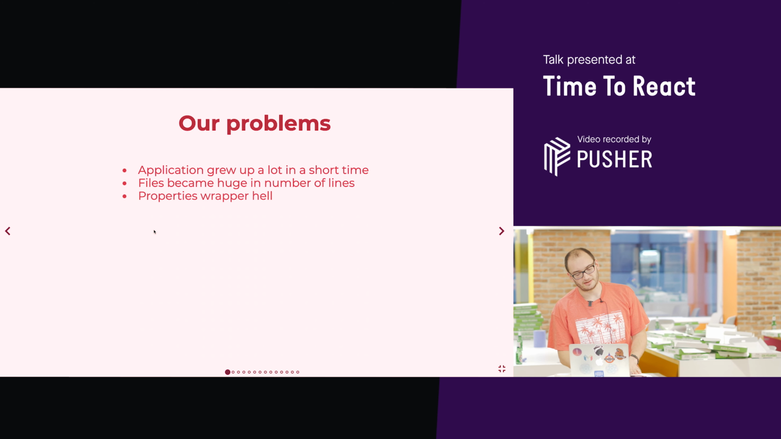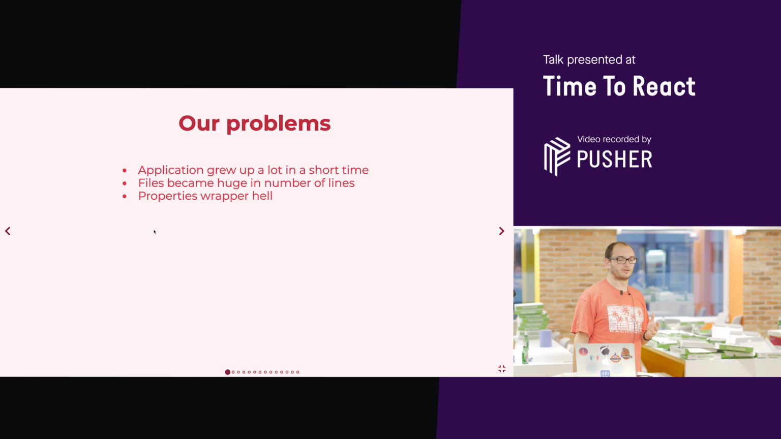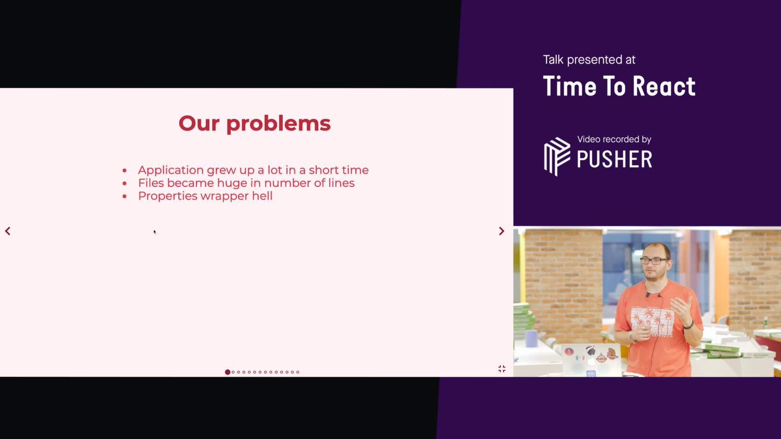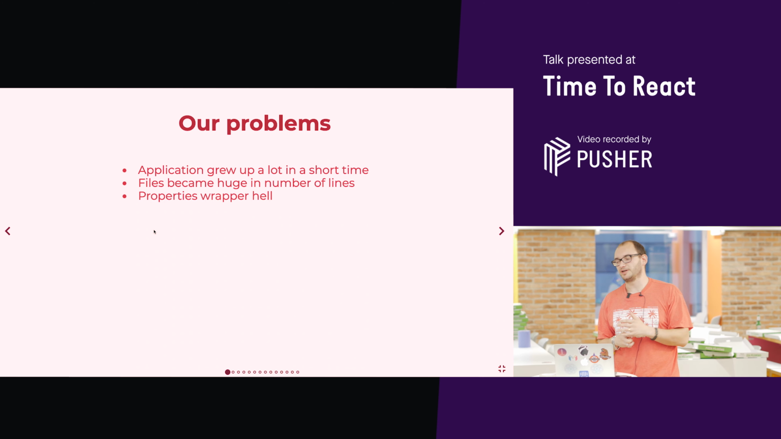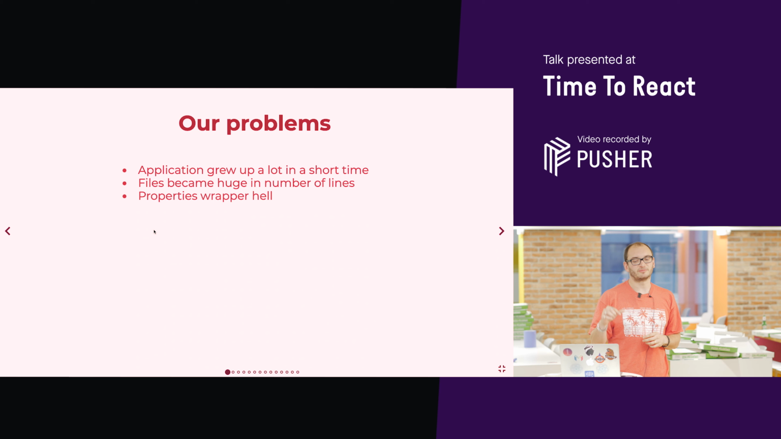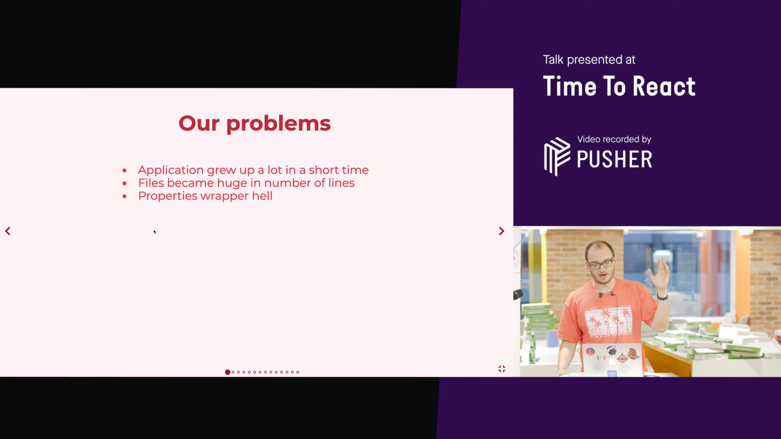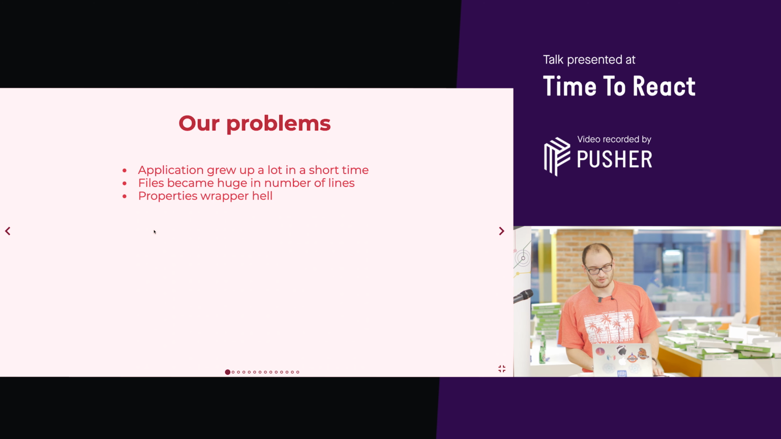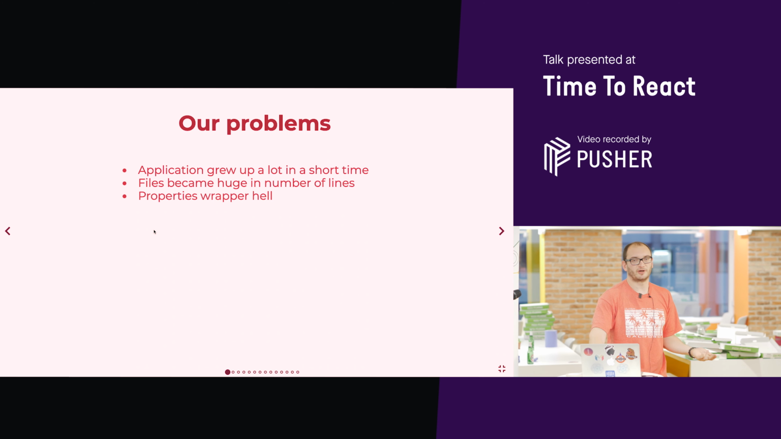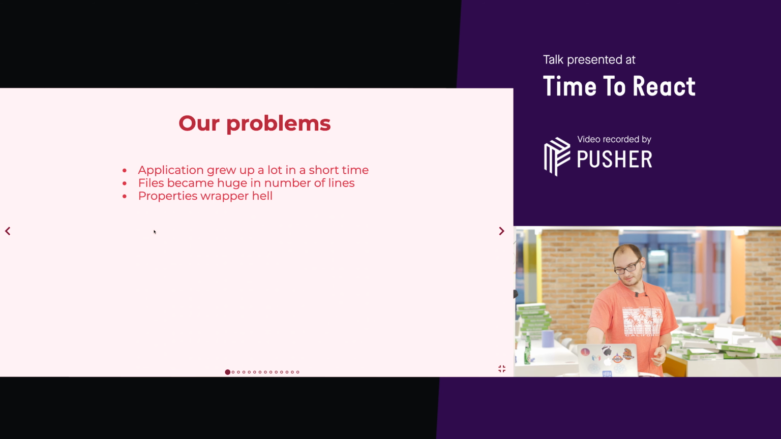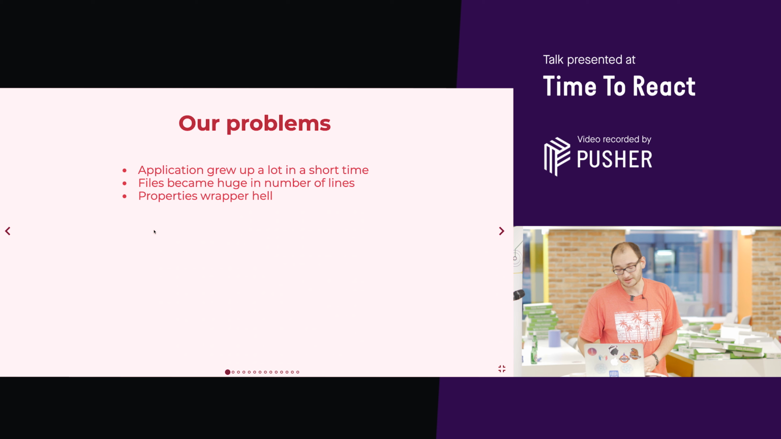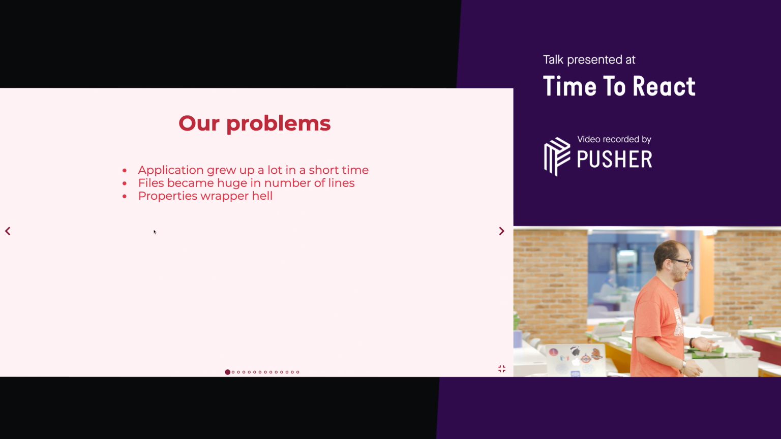And then we started having another problem, which is the so-called properties wrapper hell, which is when you create a prop at the very top level of the component, and you pass it all the way down to a very tiny little component, about 5 levels down, and you have 700 components in the middle that just act as proxies. So you don't actually need those properties to be passed all around. We decided that wasn't the best approach, and of course we needed to do something about it.